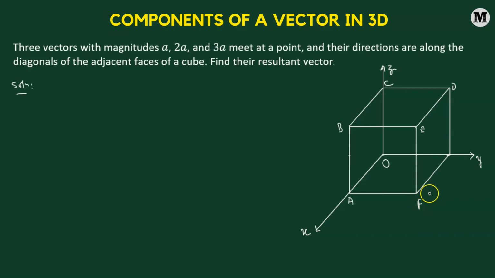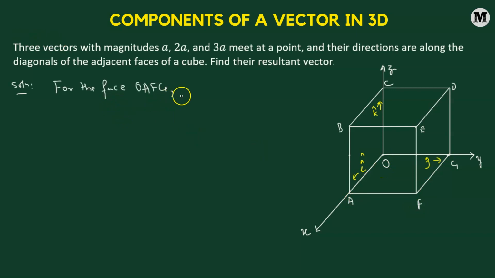We will be considering 3 adjacent faces. That means we'll be considering the face OABC, then the bottom face O. We also need another point G: the face OGFA, and this face OGDC. Now here in this coordinate system, i cap is going to be the unit vector along the x-axis, j cap is going to be the unit vector along the y-axis, and k cap will be the unit vector along the z-axis.